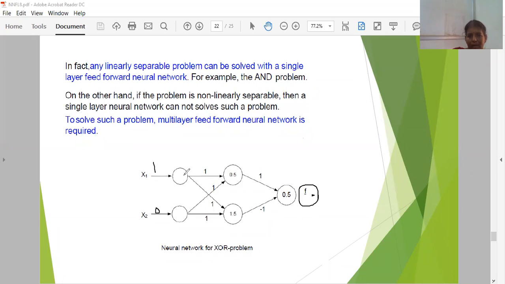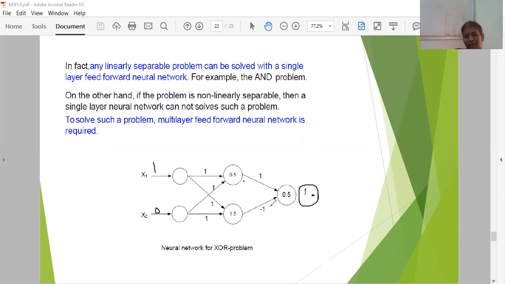Okay, so 1 and 0: 1 into 1, 1, 0 into 1, 1. So 1 is greater than 0.5, so you get an output 1. Okay, so again 1 into 1, whether it is greater than 0.5 or not. So your output will be here 1, 0. Again it is 1 less than 1, so your output will be 0.